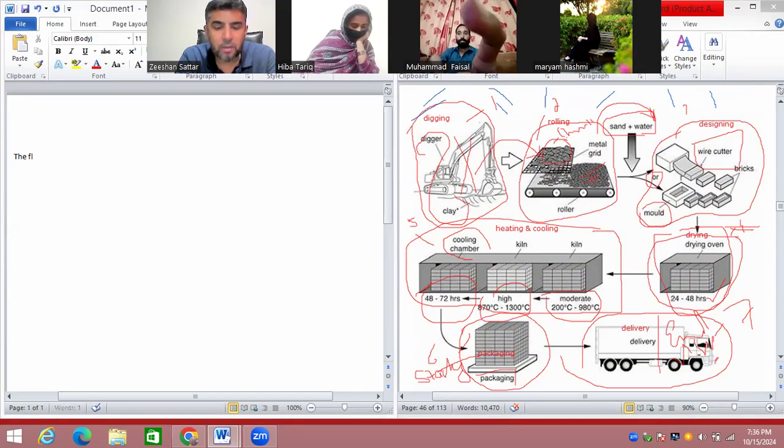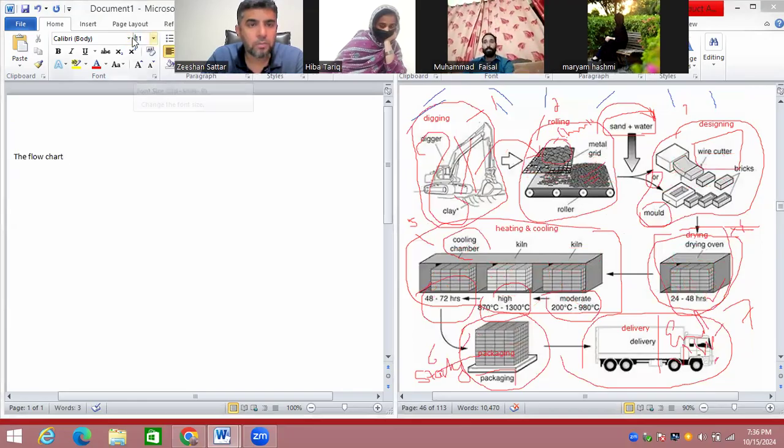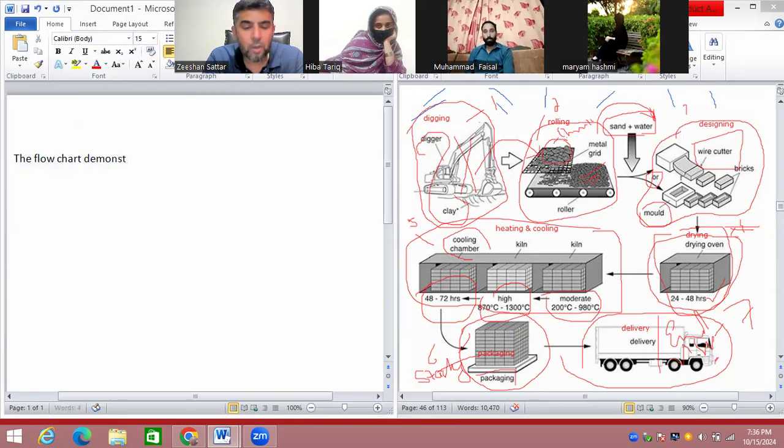The flow chart demonstrates. We will write the whole answer in the present tense. What is the reason? Because the process diagram in front of us does not contain any previous year.